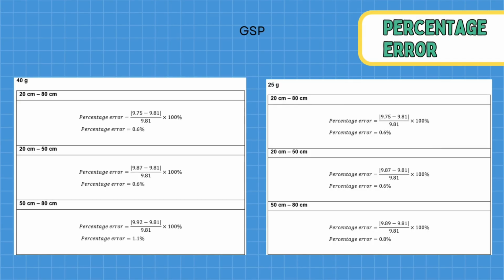The GSP results have slightly smaller percentage errors, showing that they are slightly more precise than the manually plotted graphs. The small differences may be caused by human reaction time when using the stopwatch, slight errors in measuring the pendulum length, or air resistance during the experiment. Therefore, both the manual graphs and the GSP graphs produce values of G that are very close to the accepted value, showing that our experiment agrees well with the theoretical value.